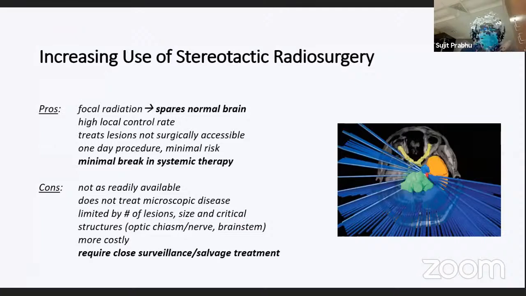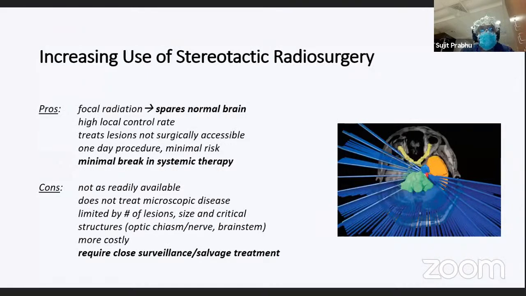As a slide of introduction, the pros of stereotactic radiosurgery, which will include things like gamma knife and LINAC-based surgery. The whole idea is to spare normal brain function. Clearly, it has a high control rate, treats lesions which are not surgically accessible, and patients leave the same day of the procedure. And there's really minimal break in systemic therapy, which means patients can continue with their systemic therapy as part of the treatment.